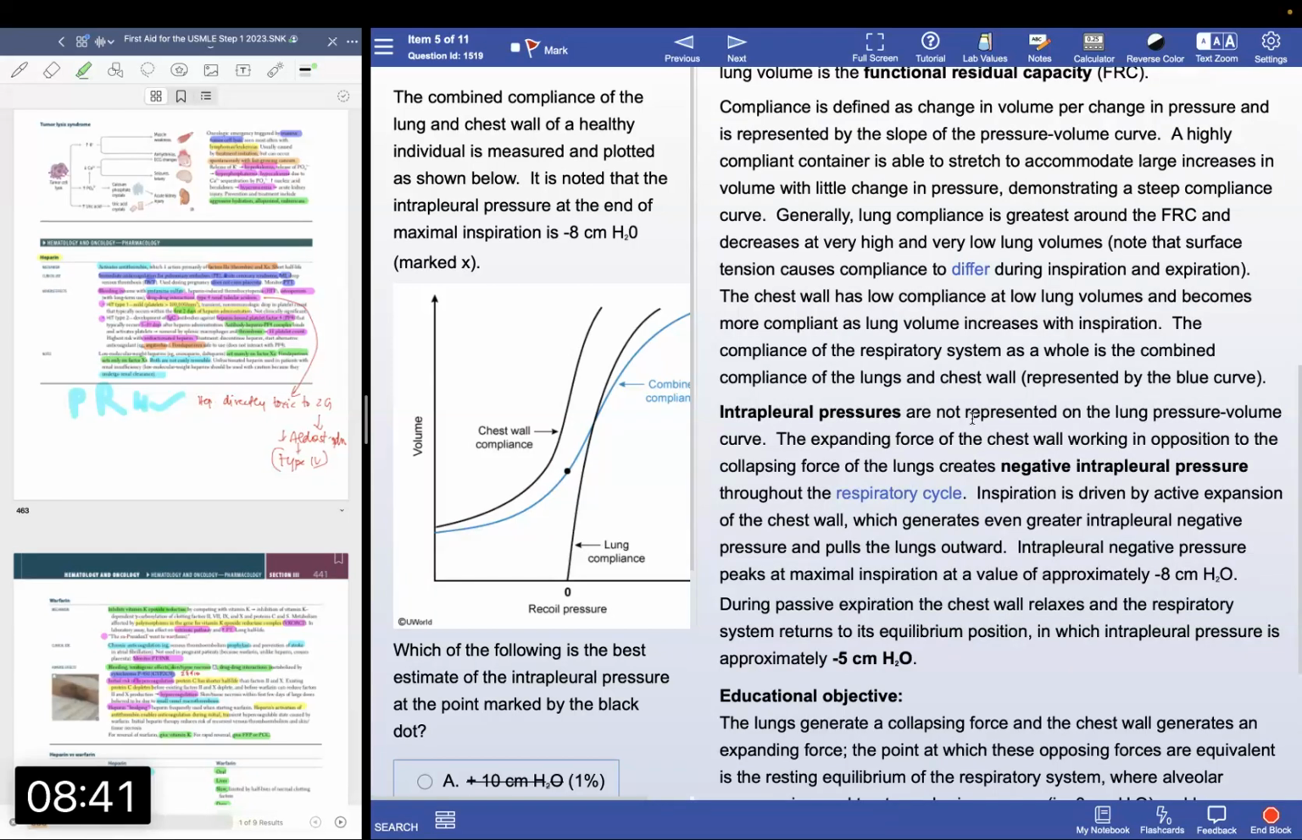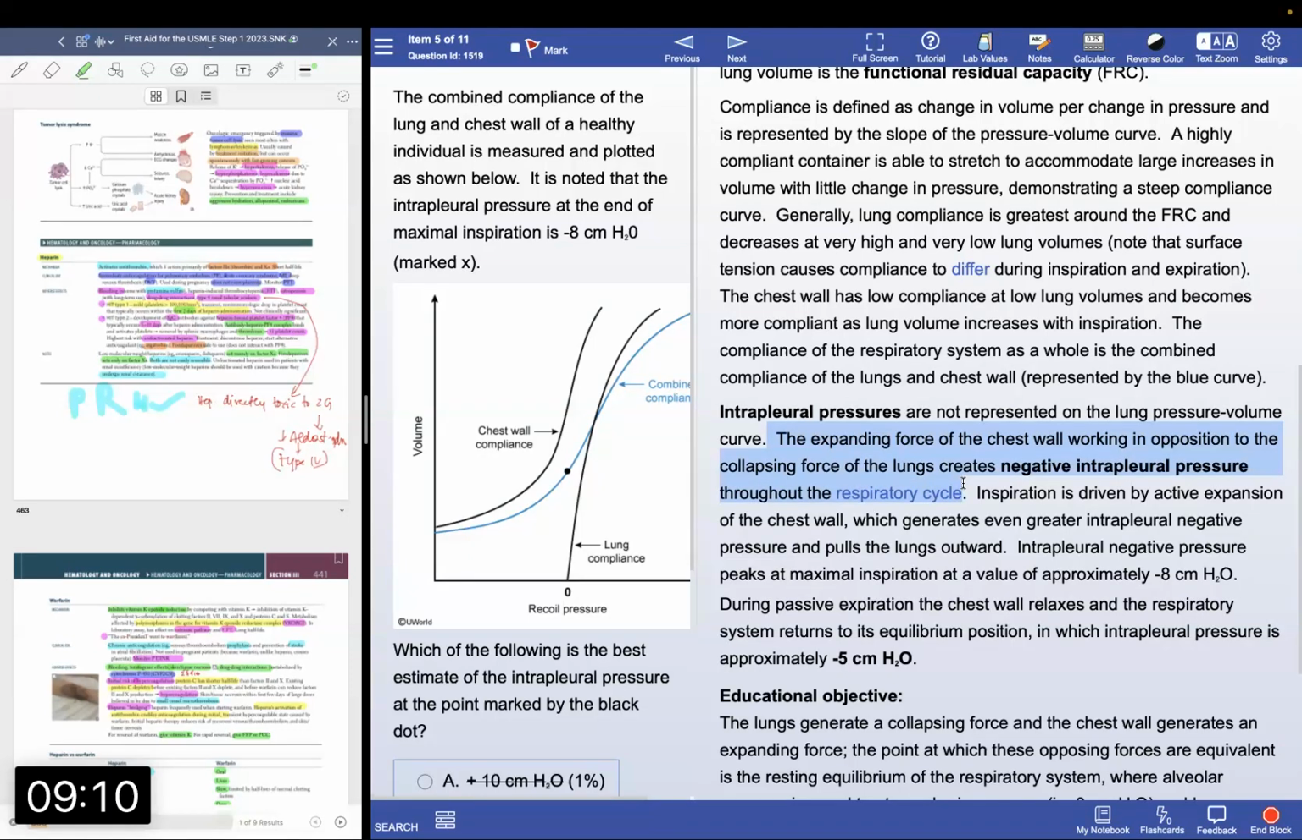Sorry, intrapleural pressures are not represented on the lung pressure volume curve. Sorry, one more time. Intrapleural pressure, so pressure inside the pleura, is not measured here. The expanding force of the chest wall, working in opposite direction to the collapsing force of the lungs, creates a negative intrapleural pressure throughout the respiratory cycle.